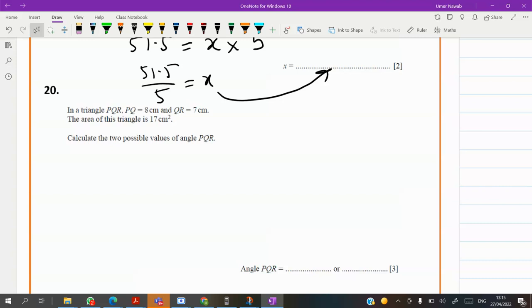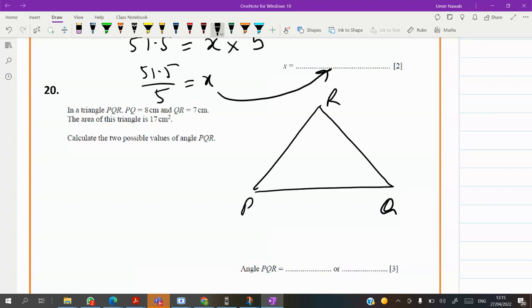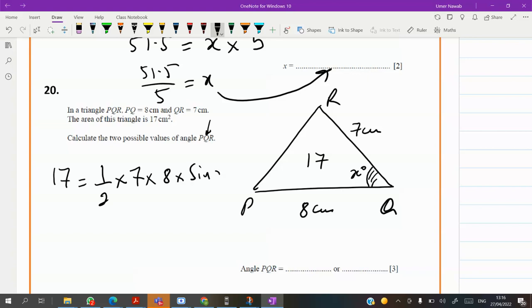Area of a triangle is 17, and let me draw an assumed triangle PQR. He said PQ is 8, QR is 7, area of the triangle is 17. So 17 equals, I want to find angle PQR. Which letter is at the center? Q. So half times 7 times 8 times sine of x.